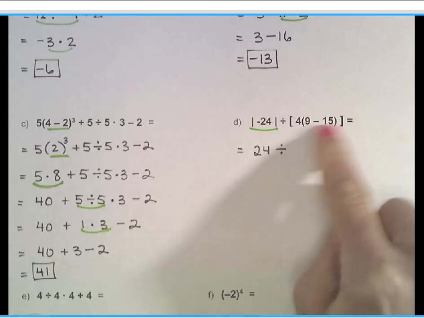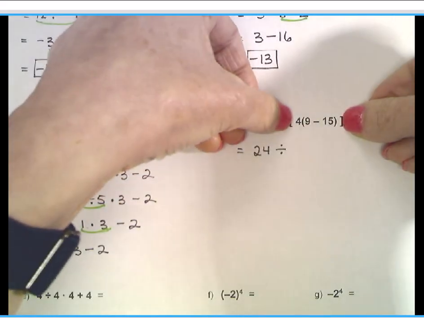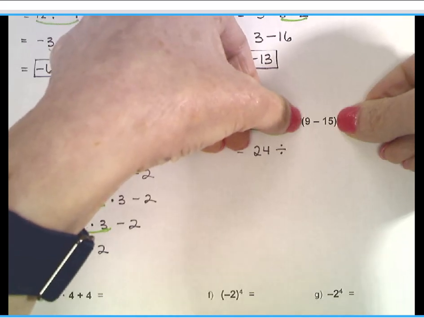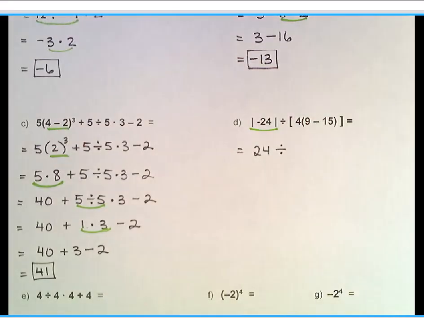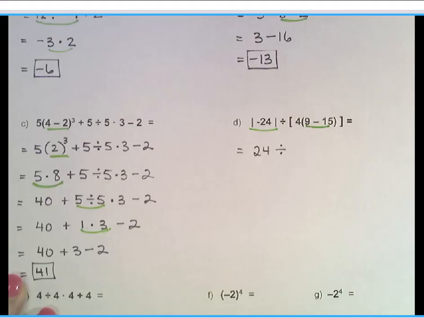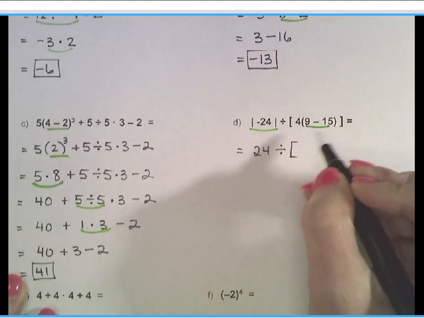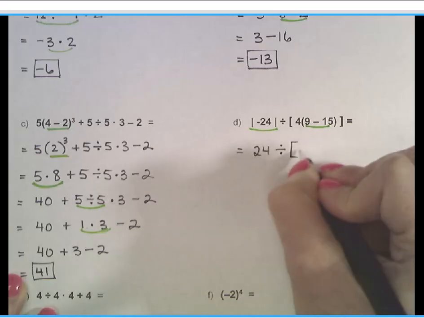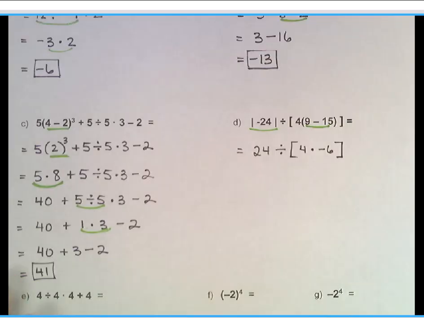Okay, now over here I also have brackets. So I've got my square brackets, but inside my square brackets I have these little parentheses. So you've got to go all the way inside and then kind of work your way back out. So I'm going to work on this 9 minus 15 in here. If I take 9 minus 15, I get negative 6. So what's inside here is 4 times negative 6.